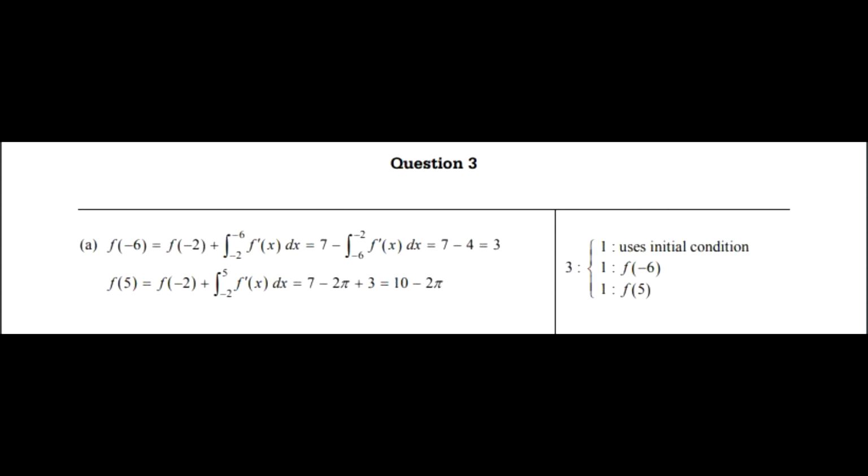So this is the rubric for question 3 part A, and you get a point for using initial condition, which basically means laying out the information that was provided for you. So in our case, we used f of -2 equals 7, which was given to us, as well as getting both parts of the question correct, so -6 and 5.